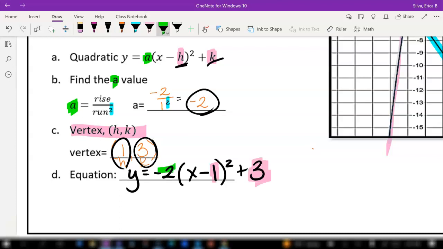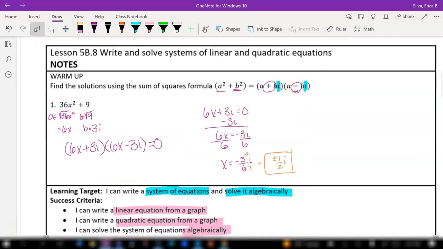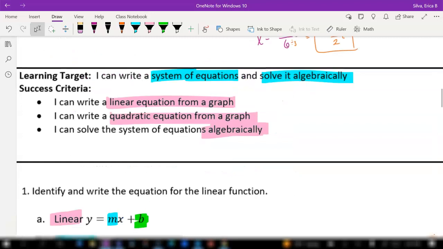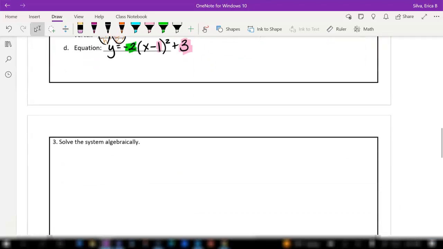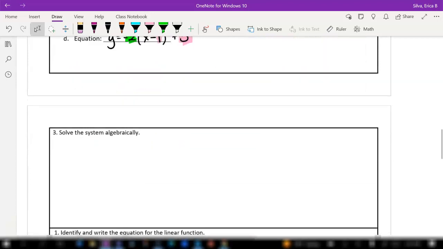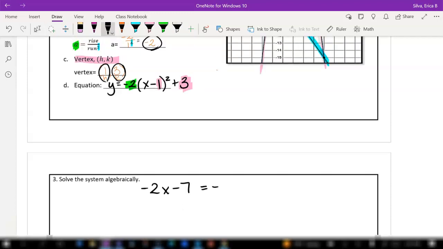Any questions so far? So now that we have both equations, now we're going to solve it algebraically. Now, if you remember from the last lesson, we have to set our equations equal to each other. So let's set our two equations equal to each other. We've got our linear one, negative 2x minus 7, equals my quadratic one, negative 2 times (x minus 1) squared plus 3.